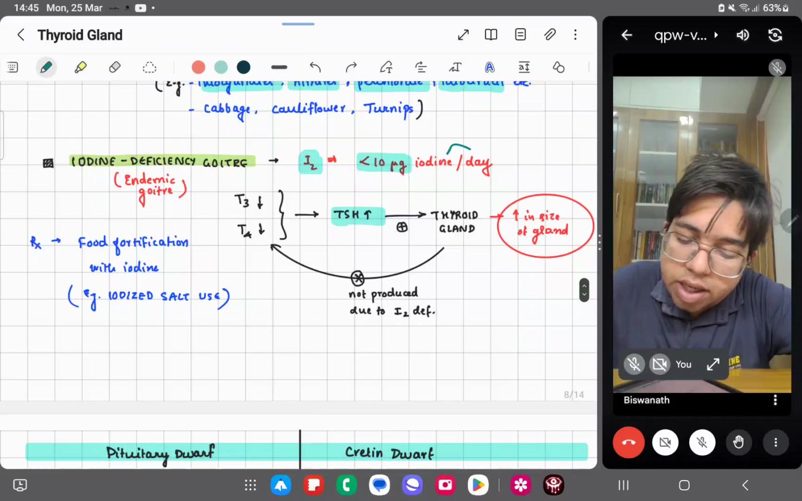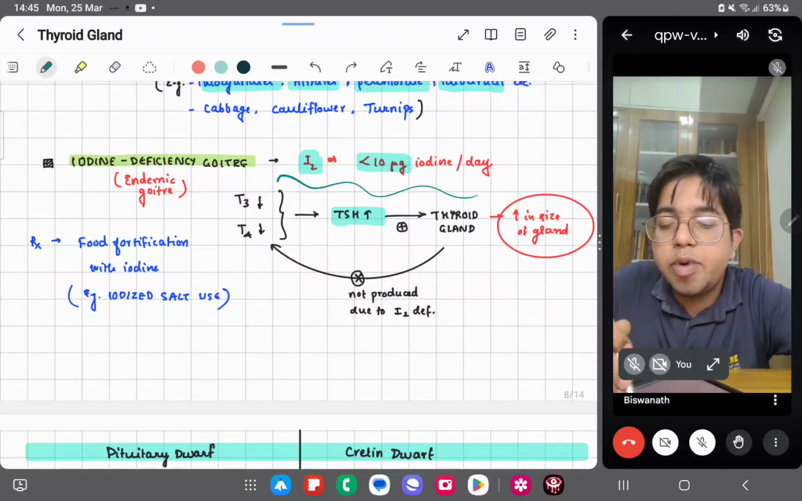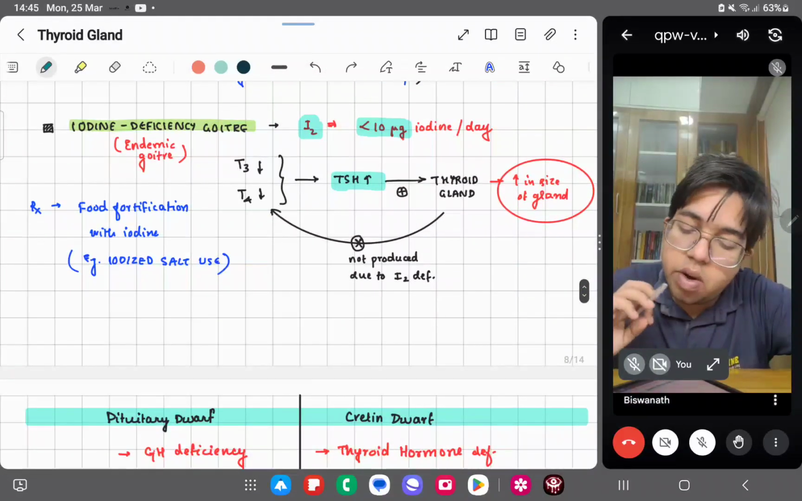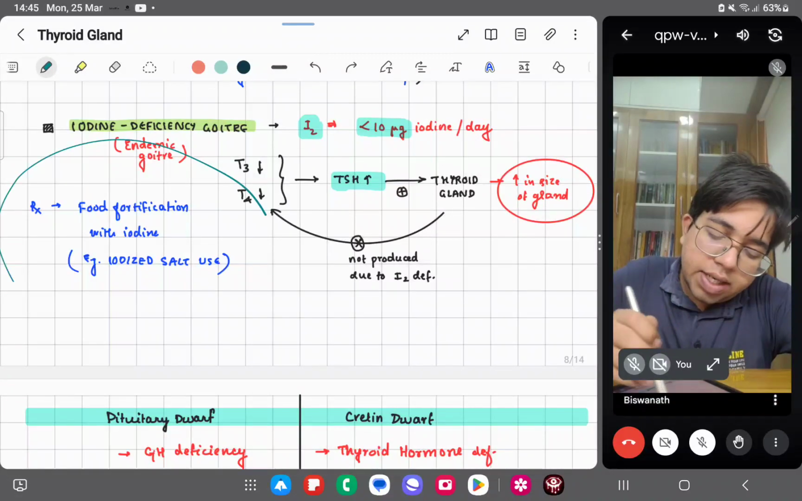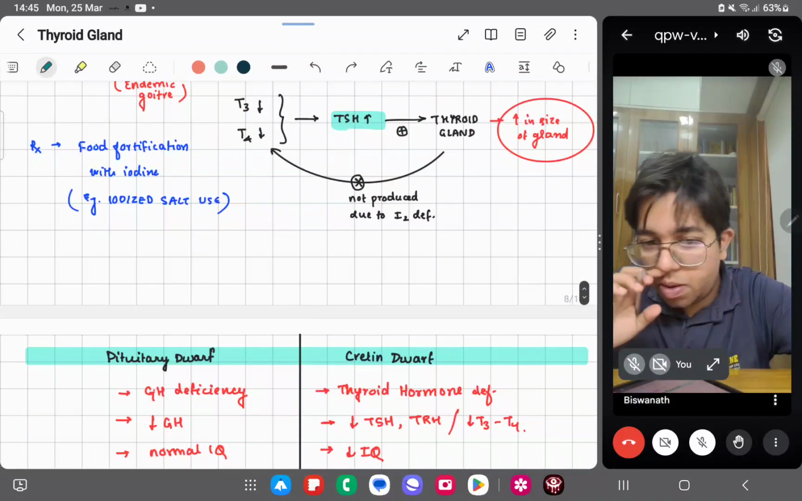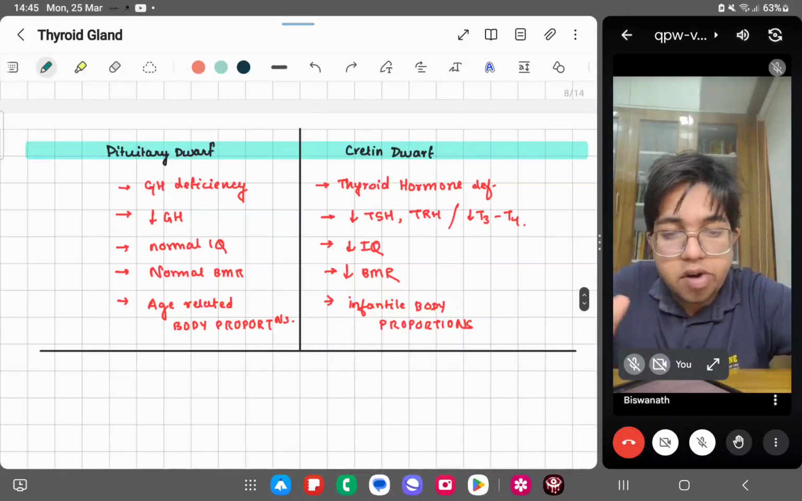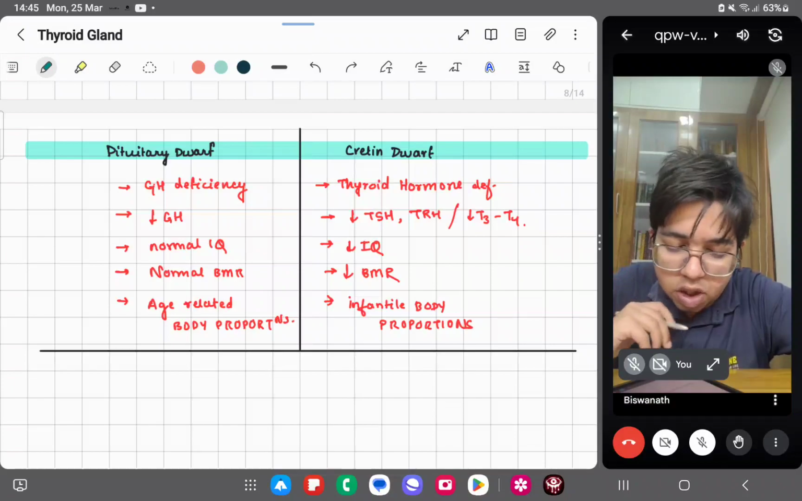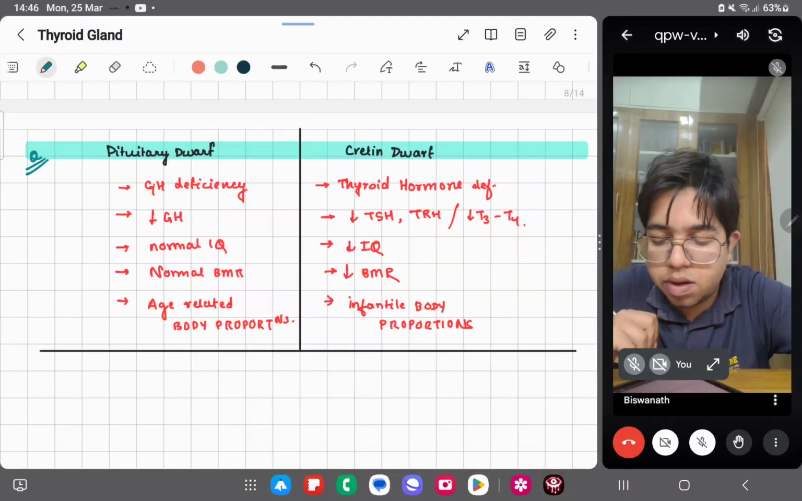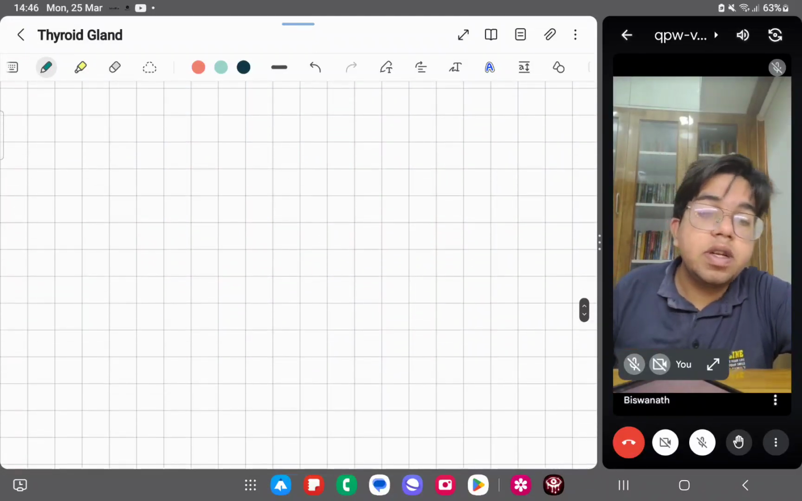Iodine deficiency goiter: if iodine consumption is less than 10 mg per day, there will be iodine deficiency goiter. And what is the treatment? Food fortification. That is, you must give iodine in your diet. And what I told, pituitary dwarf versus cretin dwarf, you can take a screenshot of this. Very important question, which is asked in your prof exams. Done? So that's it about the physiology of thyroid.